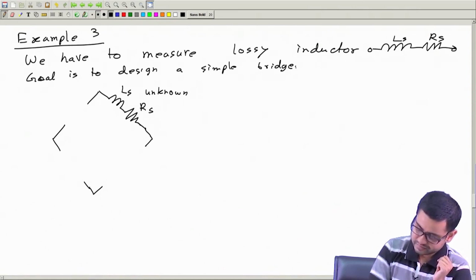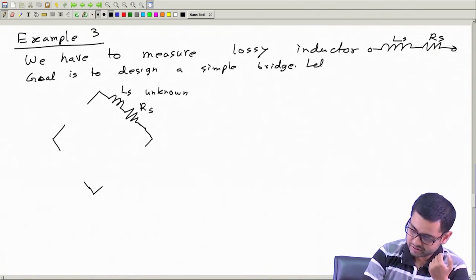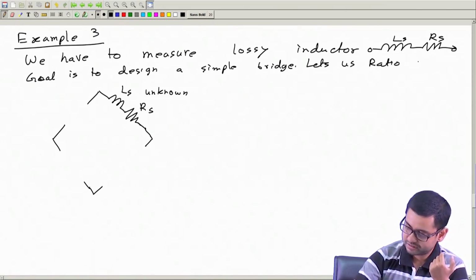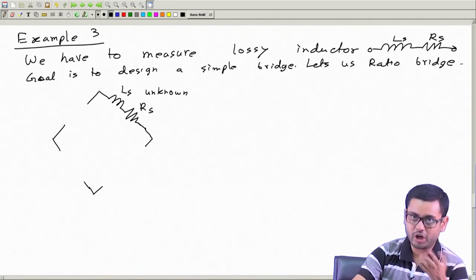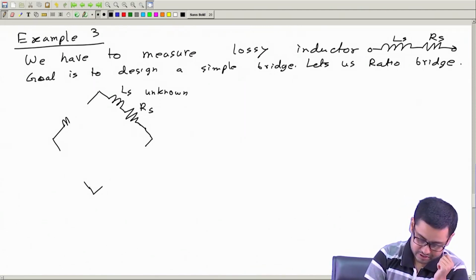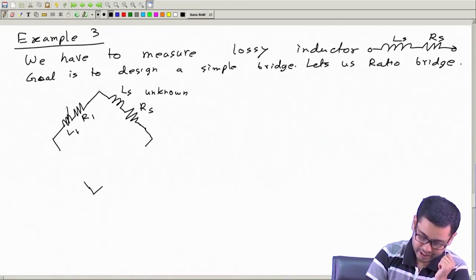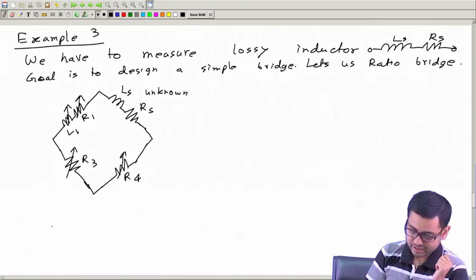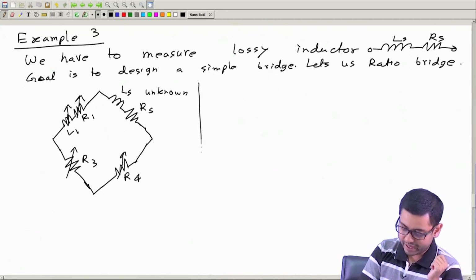And let us use ratio form or ratio bridge. This is my choice. I want to use a ratio bridge. What can I do? I can just do this. Put a known L1 R1 variable, and put variable R2, R3 and R4. Okay. So then let us see how easy the balance equation is.